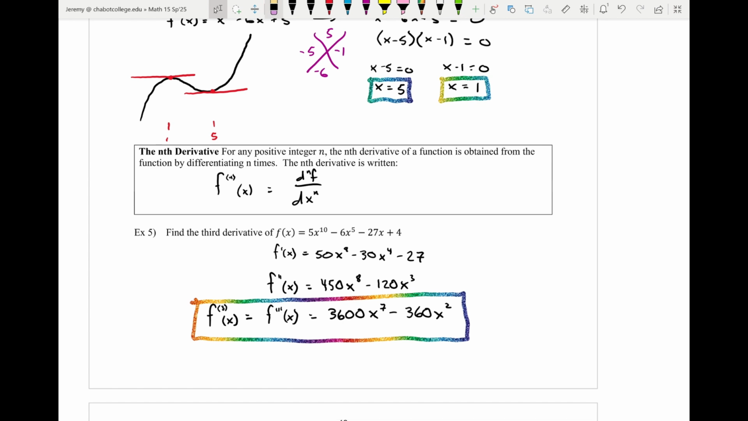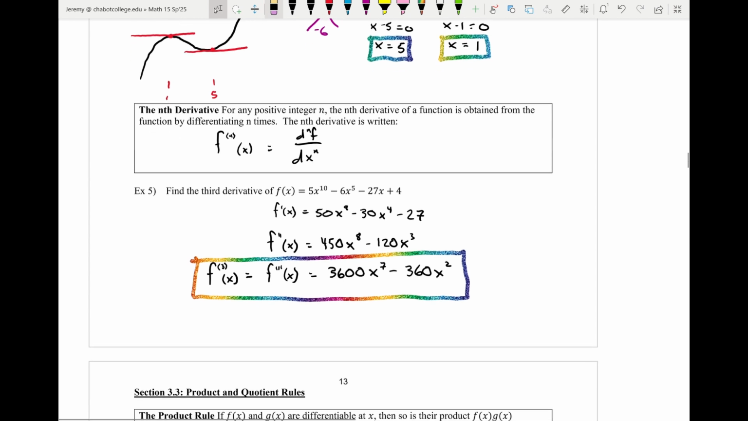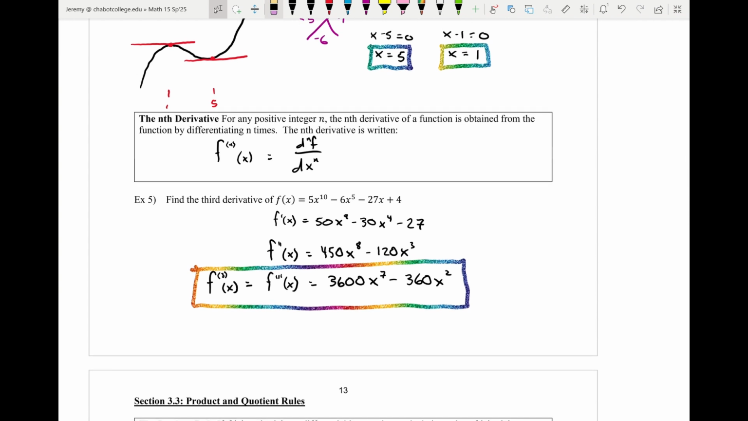Okay, so nth derivatives, third derivatives, not necessarily too bad. Just taking the derivative of the derivative of the derivative.